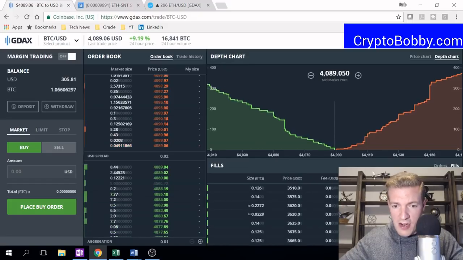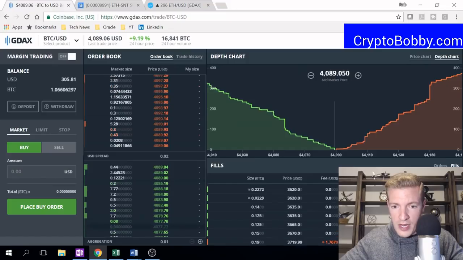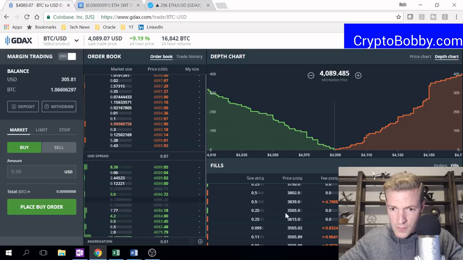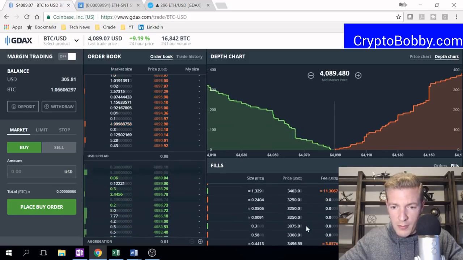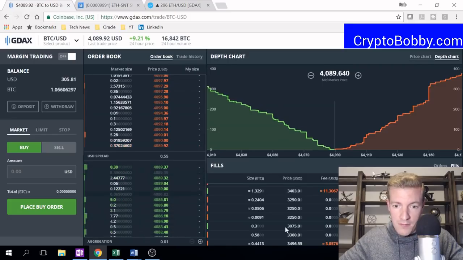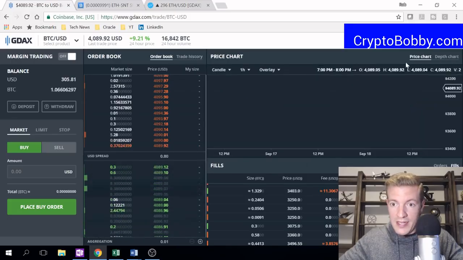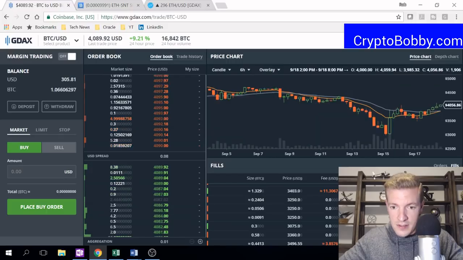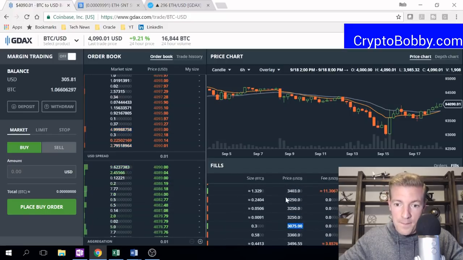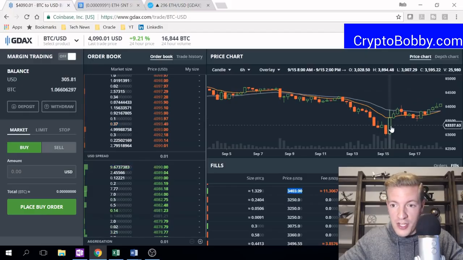But we can see here that it did a little bit of trading and a little bit of buying. Basically, when I'm scrolling down here a little bit, I was able to acquire Bitcoin when it was all the way back down at, see here, 3,075. I got a third of a Bitcoin down there, and also was able to buy back in at about $3,400 on this spike.